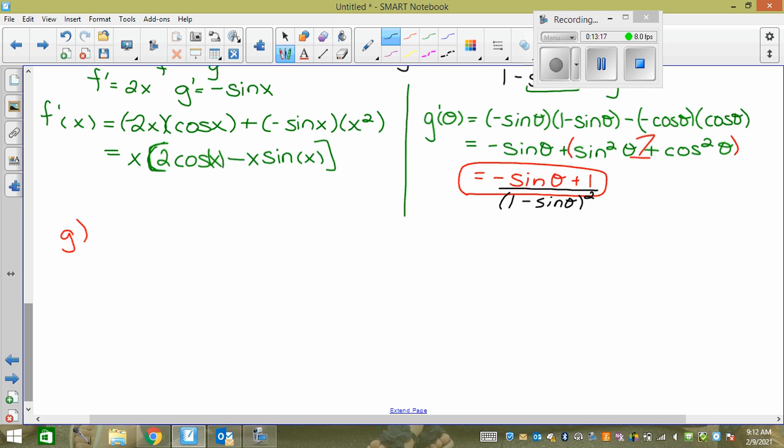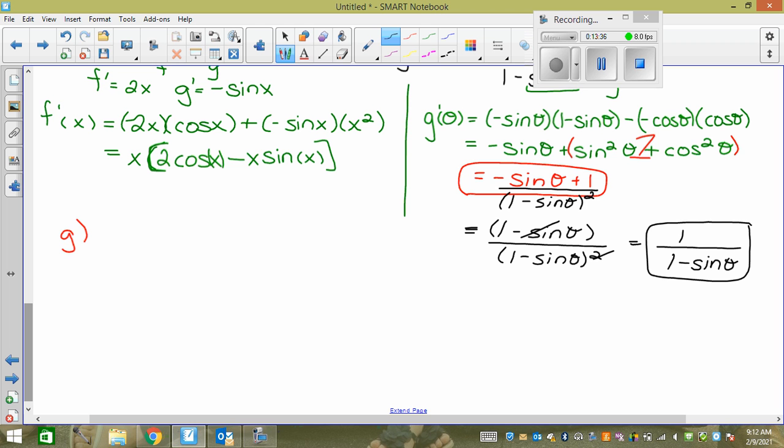Oh, I can keep going. So you're going to get 1 minus sine theta on the top, and then a 1 minus sine theta squared. You have to watch self quotient rule. I do that randomly every so often. So what I used to do to get myself to stop doing that is when I do the quotient rule, I immediately do the denominator and then do the numerator on top of it after. And it stopped me from doing that.